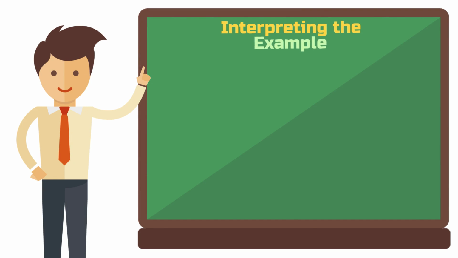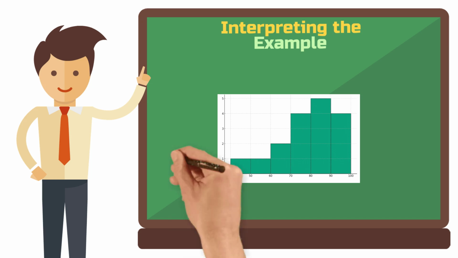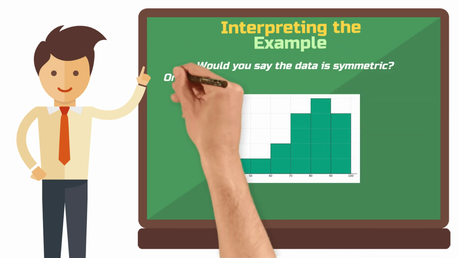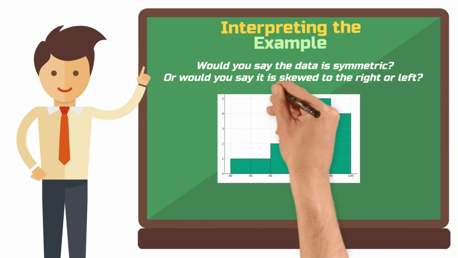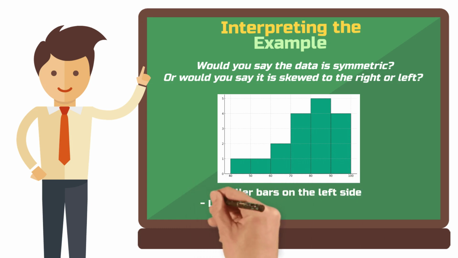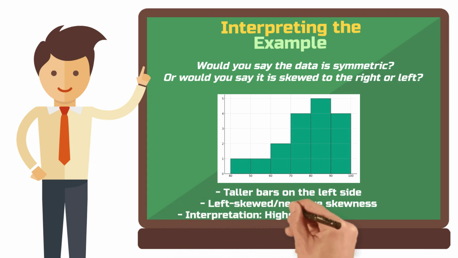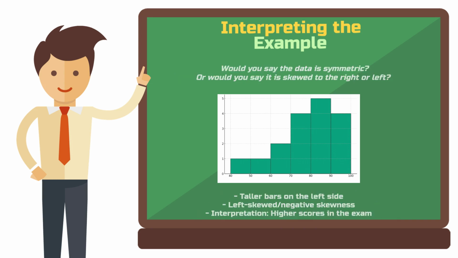Interpreting our example. To better understand histograms, I'll now pose a few questions about our example. Feel free to pause and try answering before checking the solutions. Would you say the data is symmetric, or is it skewed left or right? You can see that the taller bars are on the left side. This suggests a left-skewed distribution, meaning the data has negative skewness. In other words, students scored relatively high in this exam.